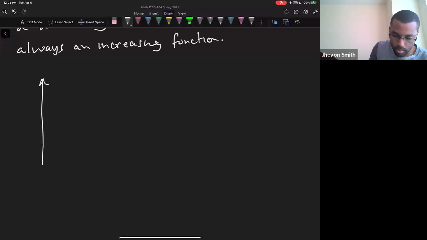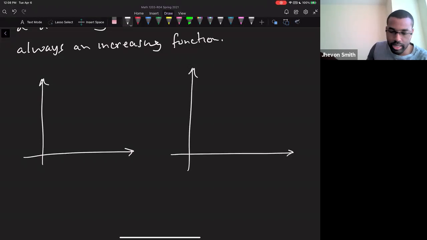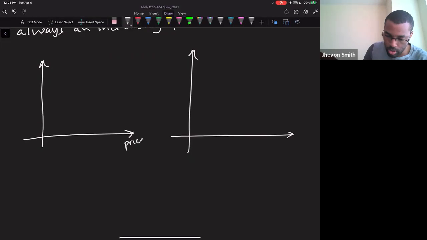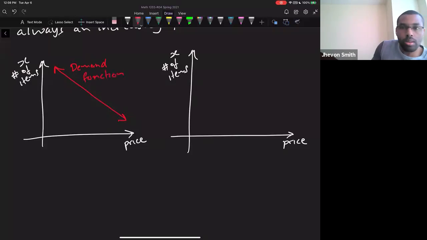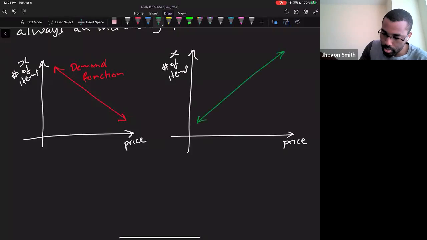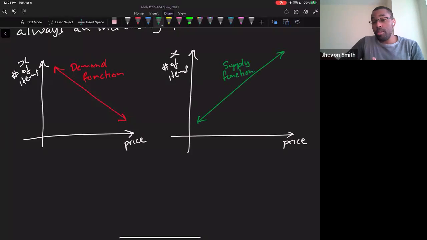So if we were to plot these two functions side by side, and I were to plot the price on the horizontal, which is very typical, and I plot X number of items on the vertical, then if I'm looking at a demand function, the demand function is going to go down over time. While the supply function is going to go up over time. So it's also possible for me to give you two functions and I just say, hey, these two functions represent supply and demand, but I'm not going to tell you which is which. And you would need to figure out which is which. And the way you would figure out is figure out which one is increasing and which one is decreasing, right? So you can do that.